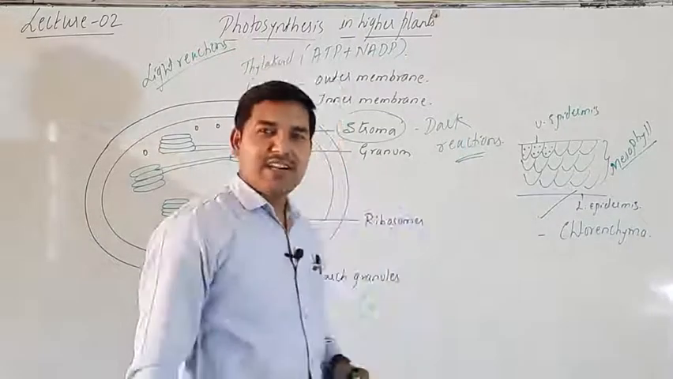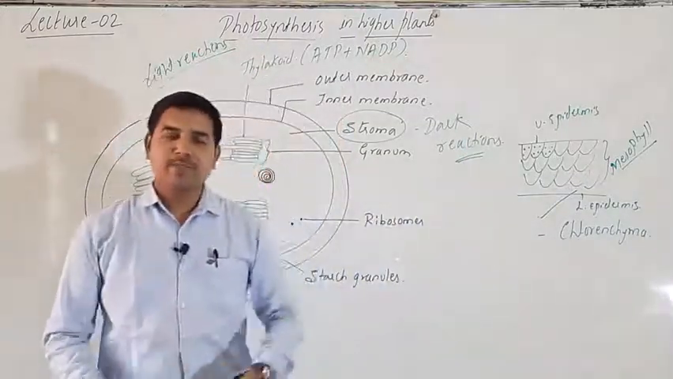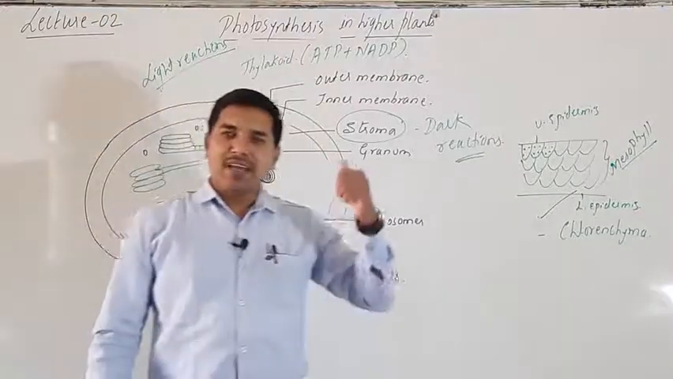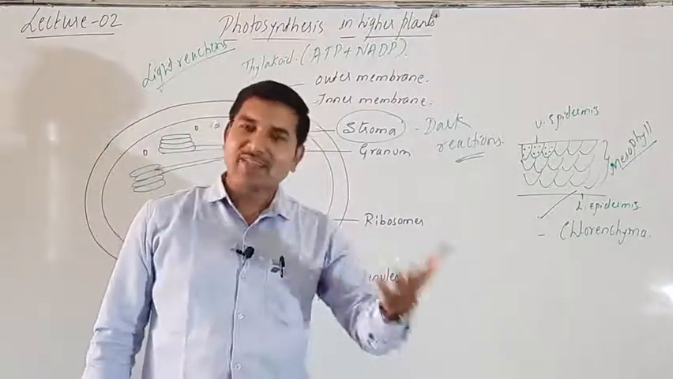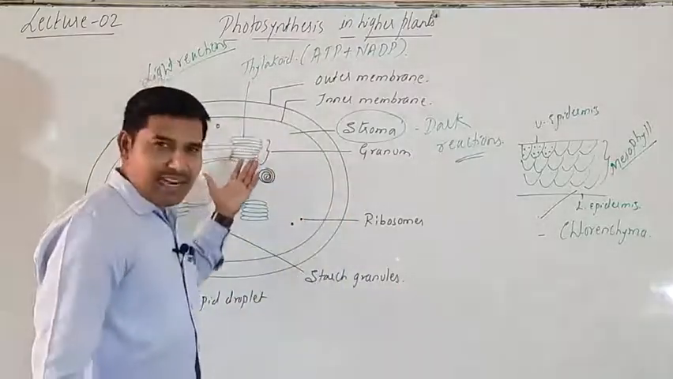What is the Kelvin cycle? It's a very big cycle which you are going to study in the upcoming class. Just simply remember, in presence of light, the reactions which occur in the thylakoid, we call them light reactions.